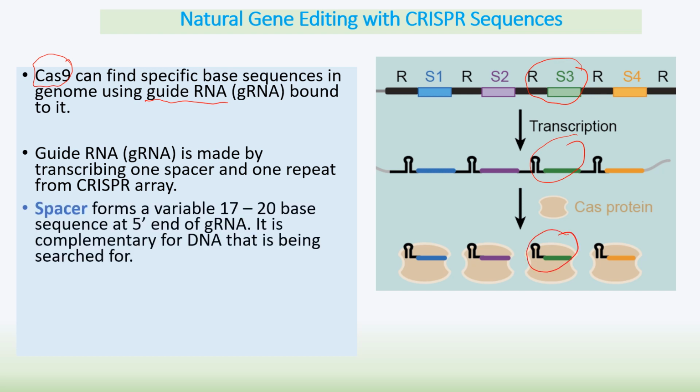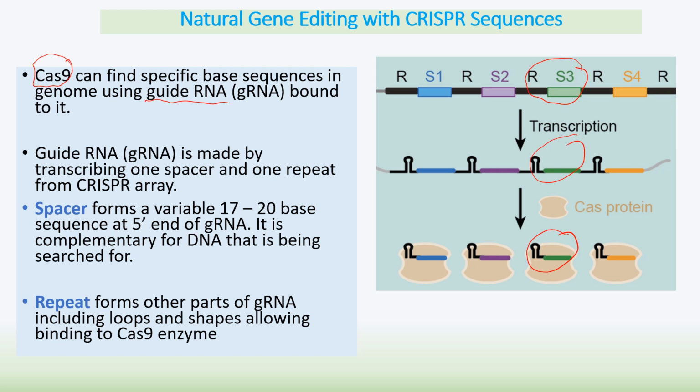Okay, the spacer, as we said, forms 17 to 20 bases at the 5' end of the gRNA, and it is complementary to the bit of DNA that we're searching for. And then don't forget there's the repeat, which will form the loop and attaches to the enzyme. So what we're saying here is this is your spacer. It's going to be complementary to the part we're looking for. So that spacer would be different to that spacer, which would be different to that spacer, and it attaches itself to the enzyme, to the Cas9, using this bit here, which is a loop sequence there.